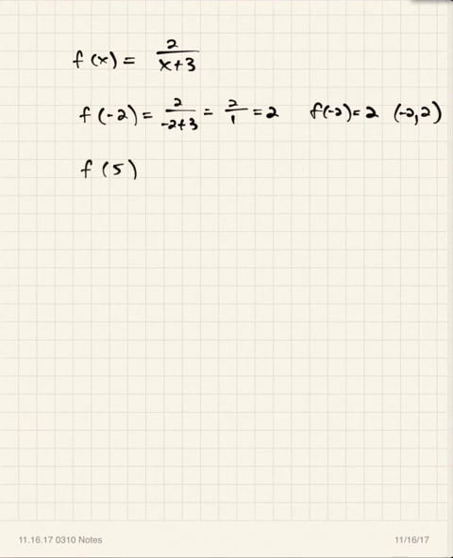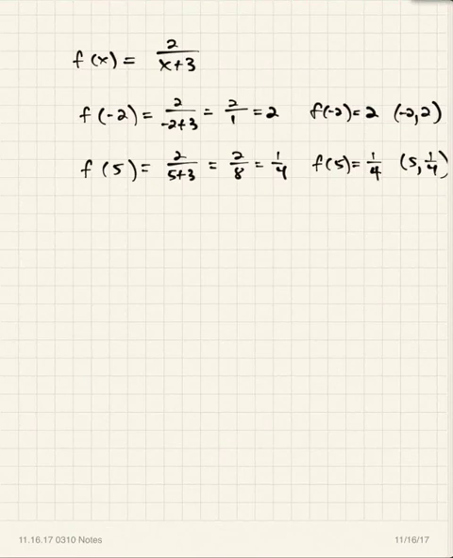f of 5 would be 2 over 5 plus 3. When we try to figure out what this rule does to 5, we just substitute the 5 in place of x, and we do what the rule tells us to do. So this is 2 over 8, or 1/4. So f of 5 would be equal to 1/4. This rule f takes 5, the domain value, and assigns it to the range value 1/4. As an ordered pair, this would be (5, 1/4). 5 would be the domain, 1/4 would be the range.